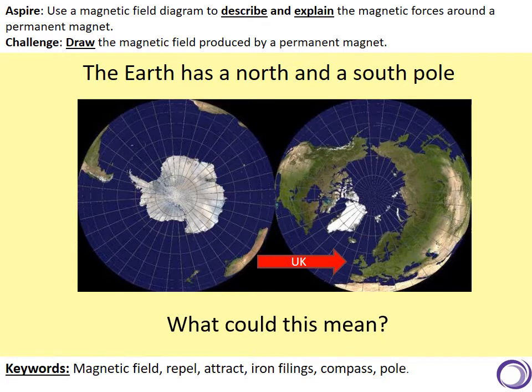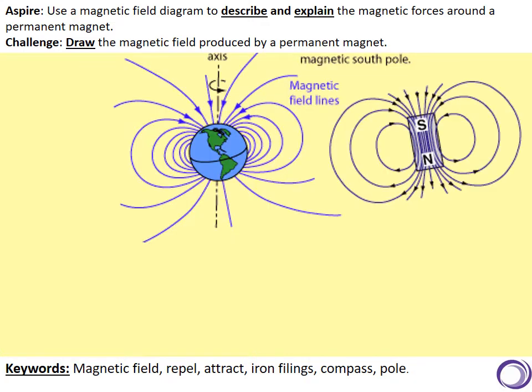Okay, so word pole means end. So the Earth's a sphere, so it doesn't really have an end. But because it rotates, it spins on its axis. You can see on these diagrams here, it spins on its axis, but it has a magnetic field around it. It's as though the inside of the Earth has a massive permanent magnet inside.